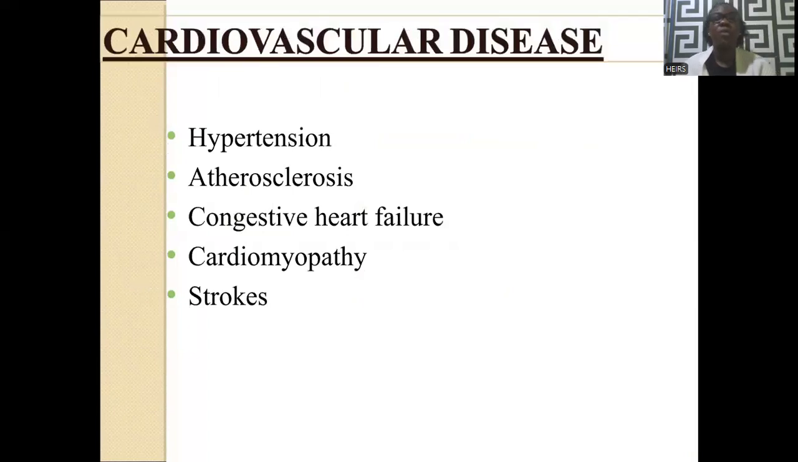So now, some cardiovascular diseases that are common in the elderly would include hypertension, atherosclerosis, congestive heart failure, cardiomyopathy, and strokes. This is not the entire list. These are just the very common ones that your patient may be managed for. So you, the caregiver, also need to be in the know of this.